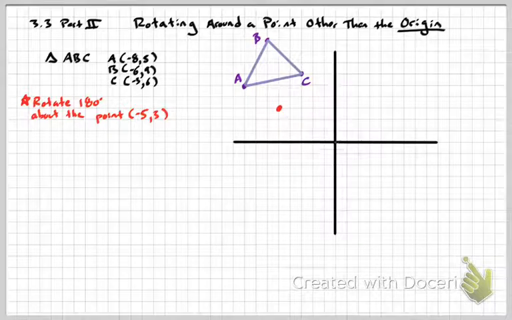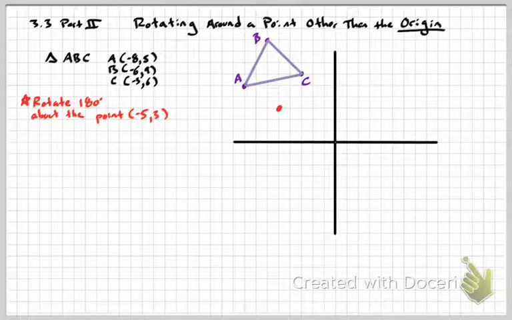Now there is a method that the book or other places will show you that is a 3-step process, and it takes a while, okay? I'm going to show you kind of a hack method that I think is understandable and also is much, much, much shorter. Okay, so in this problem right here, we have triangle ABC.